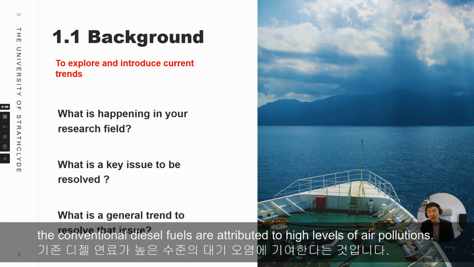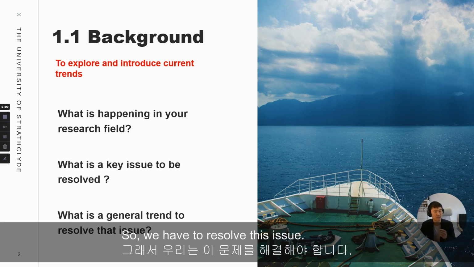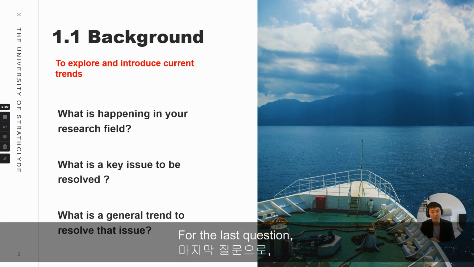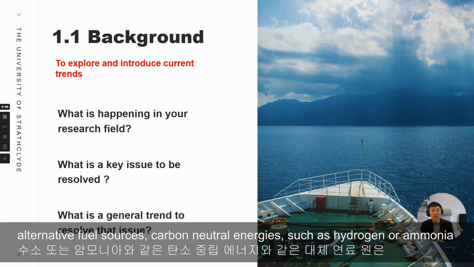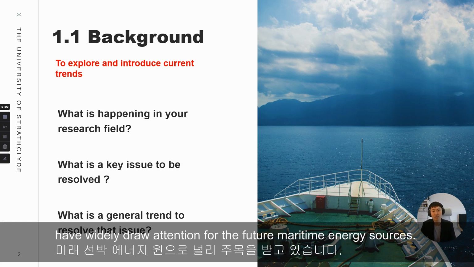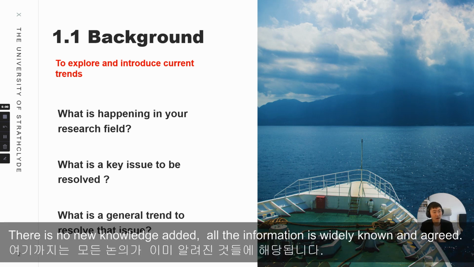For the second question, one of the key challenges is that conventional diesel fuels are attributed to high levels of air pollution. So we have to resolve this issue. For the last question, alternative fuel sources such as carbon neutral energies like hydrogen or ammonia have widely drawn attention for the future maritime energy sources. Does it make sense? Up to here, there is no new knowledge added, but all the information is widely known and agreed.